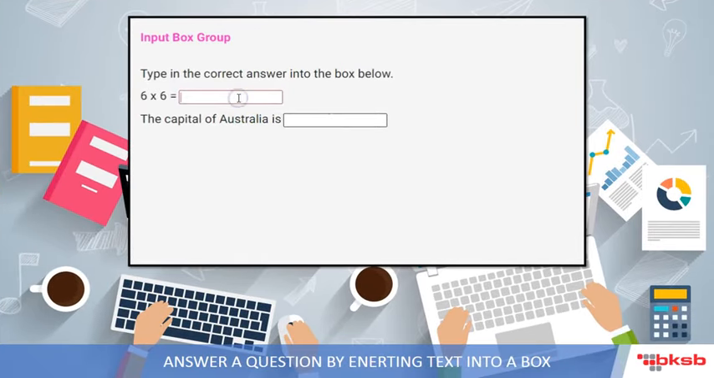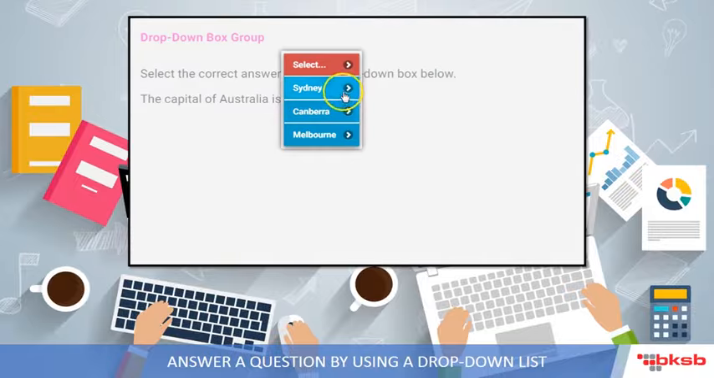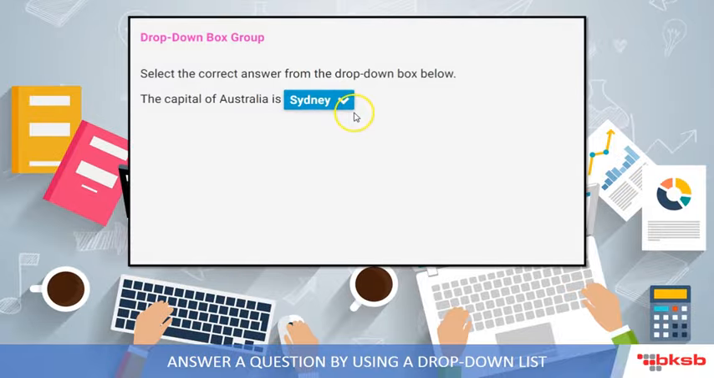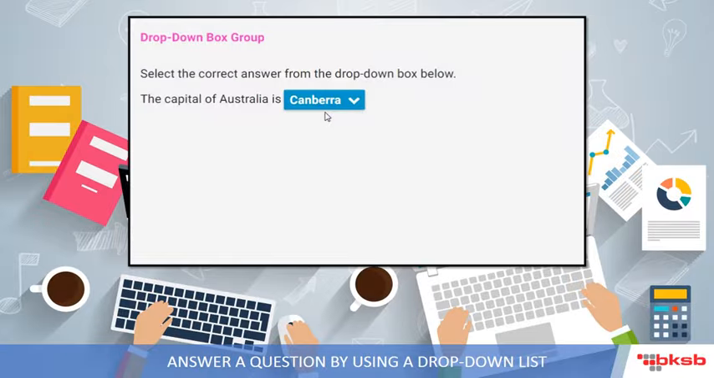If the question displays a text entry box, type your answer into the box. To make a correction, retype your answer into the box. If a question uses a drop-down box, select the arrow and choose an answer from those shown. To make a correction, select the arrow again and choose a different answer.